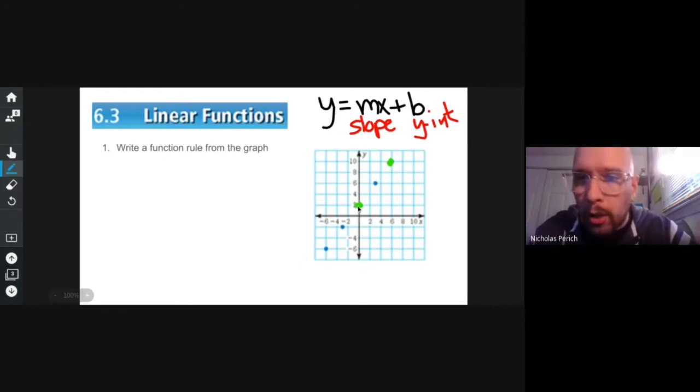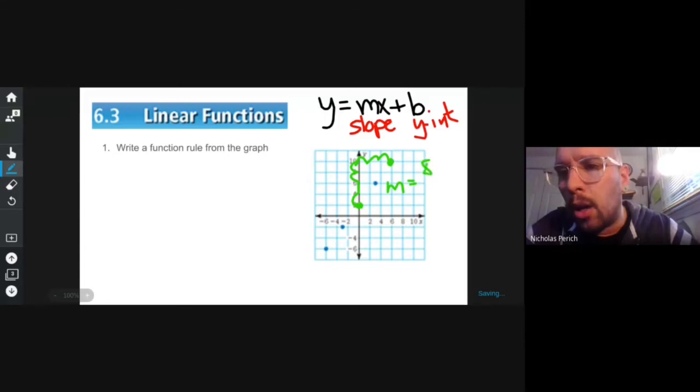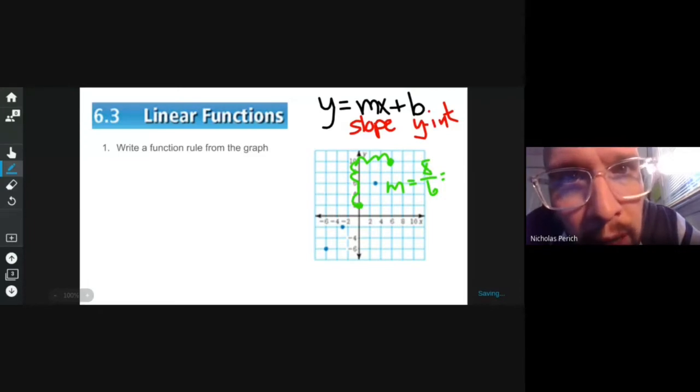My slope is me doing rise over run, and it's a positive slope. I rise 1, 2, 3. No, I'm so sorry. I don't rise 1, 2, 3, 4. I rise 2, 4, 6, 8. And I run 2, 4, 6. So my slope is rise 8 over 6. I can simplify that by dividing it by 2.